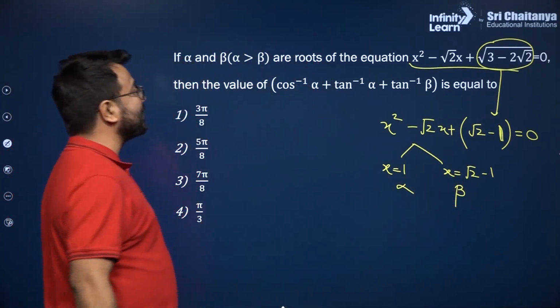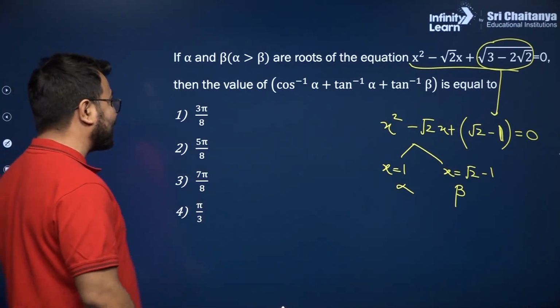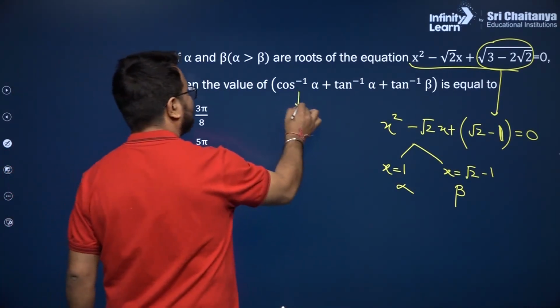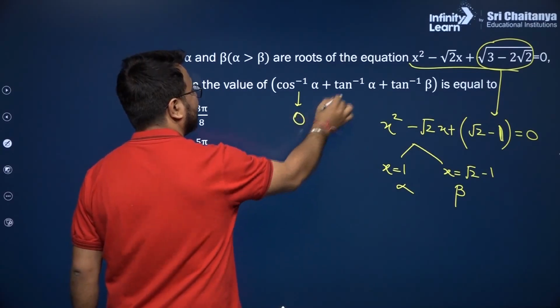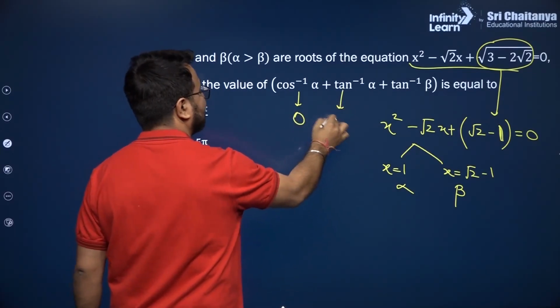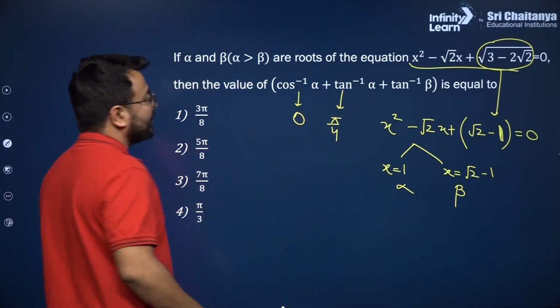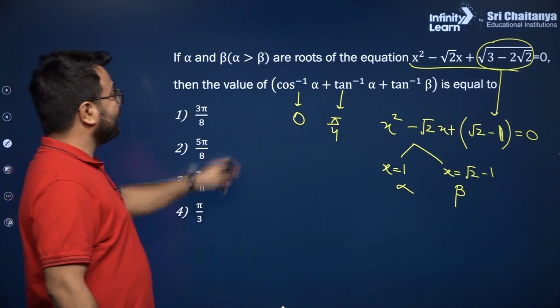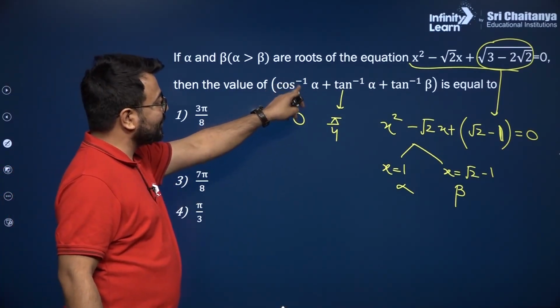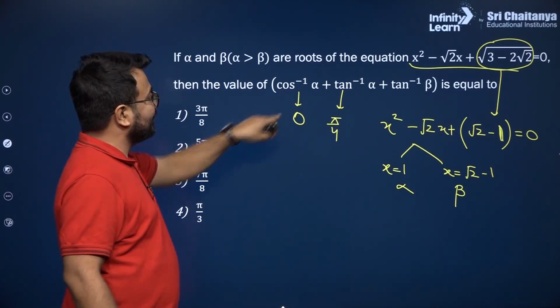Now you just need to substitute the value of alpha as 1, and here we will have cos inverse alpha, that is 0. Then tan inverse alpha will be pi by 4. Okay, so we know that we are getting the value of cos inverse 1 as 0.